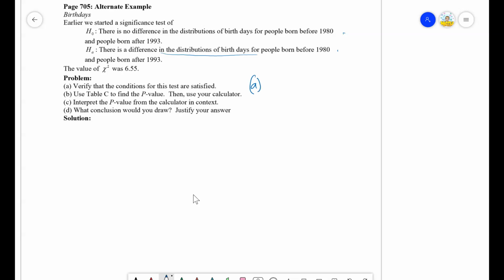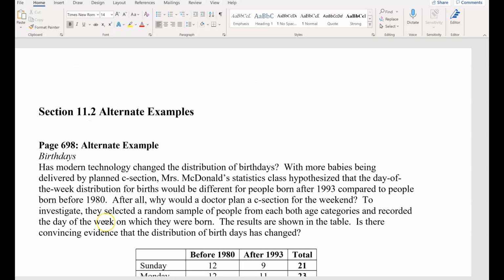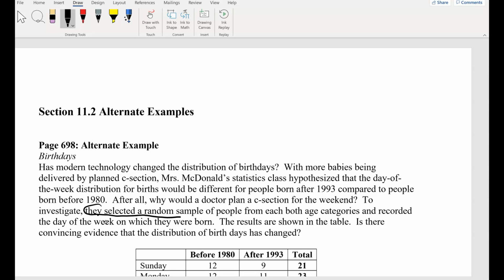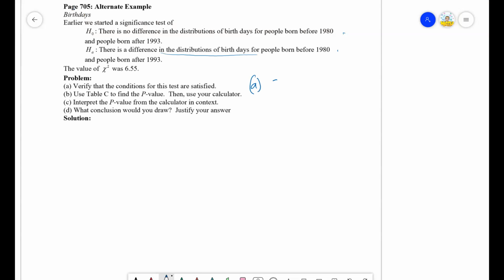Okay, to verify the conditions for this test were satisfied. So the first thing that we needed was that we had a simple random sample. And here we see right in the narrative, they selected a random sample of people. Okay, so that's going to be satisfied. Okay, SRS is stated. We already listed our expected counts. But both samples are less than, so we have 1, 2, and 3.